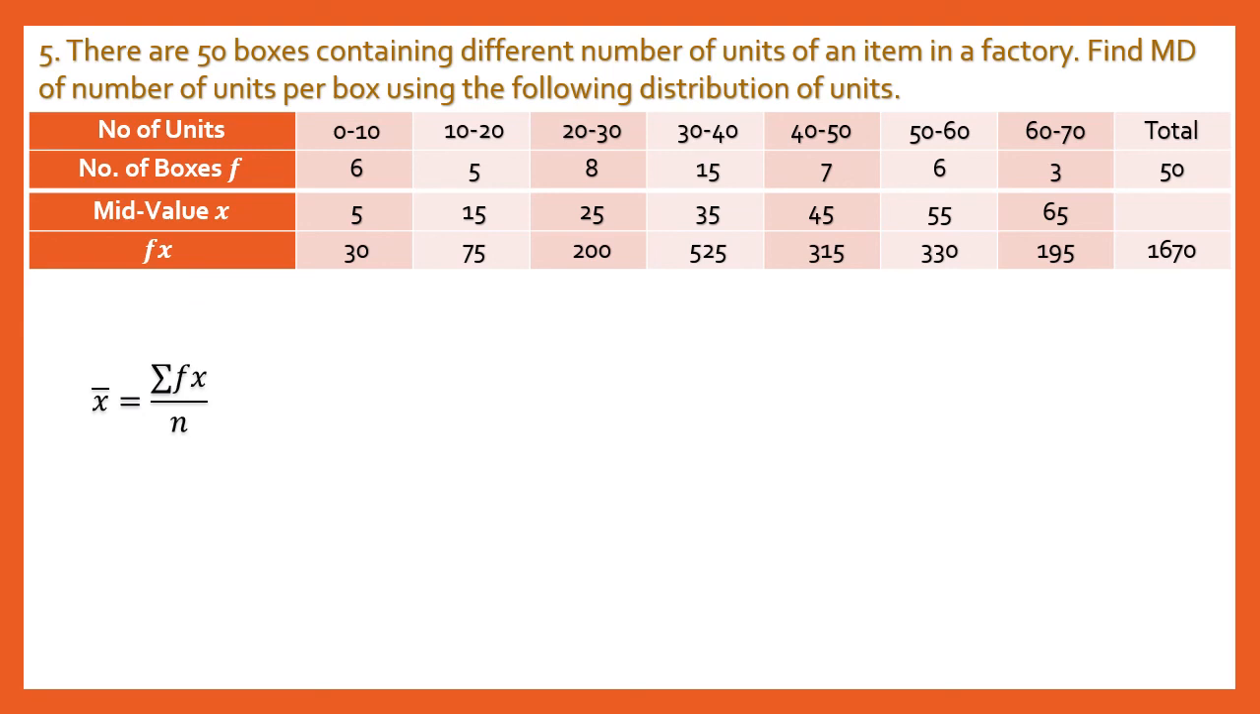The mean is summation fx upon n. Summation fx is 1670 divided by 50. So your answer here is 33.4 units per box. So on an average, the number of units per box is 33.4.